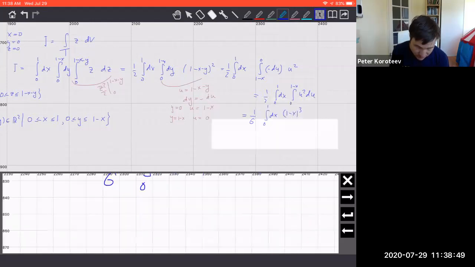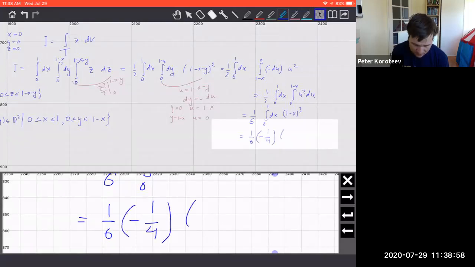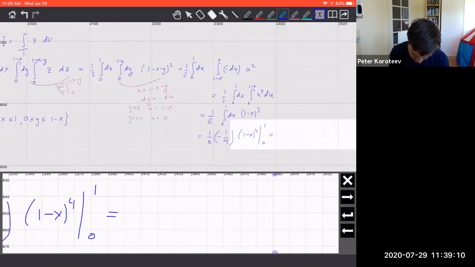Yes, and then that's equal to 1/6 minus 1/4, 1 minus x to the 4, right between 0 and 1, which is equal to 1/24.